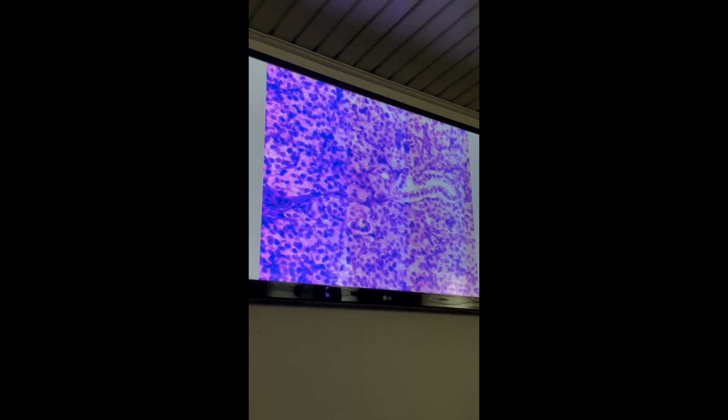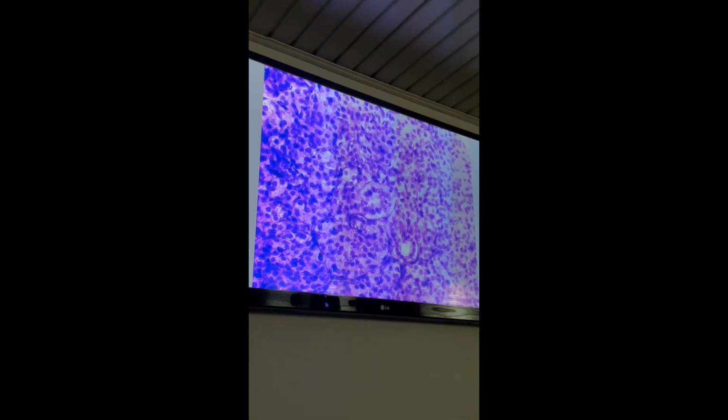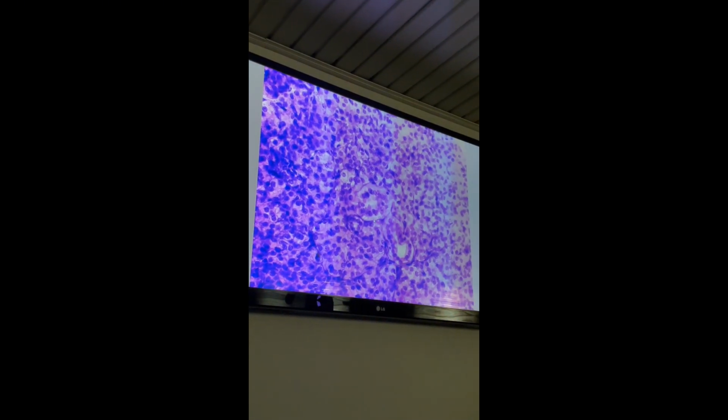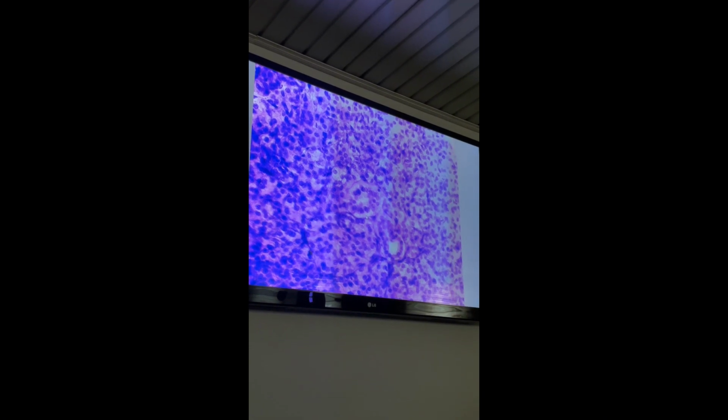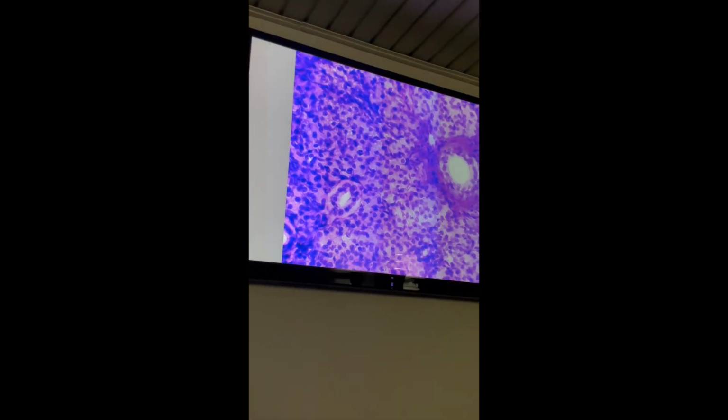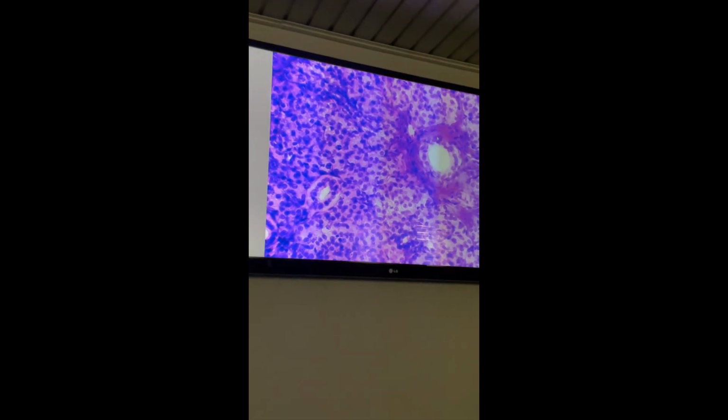starts with the intercalated duct, simple cuboidal epithelium. Simple cuboidal epithelium, striated duct with basal striation, and interlobular duct surrounded by connective tissue.